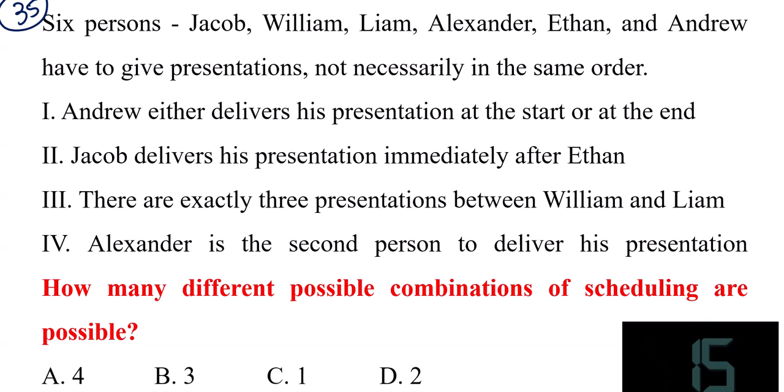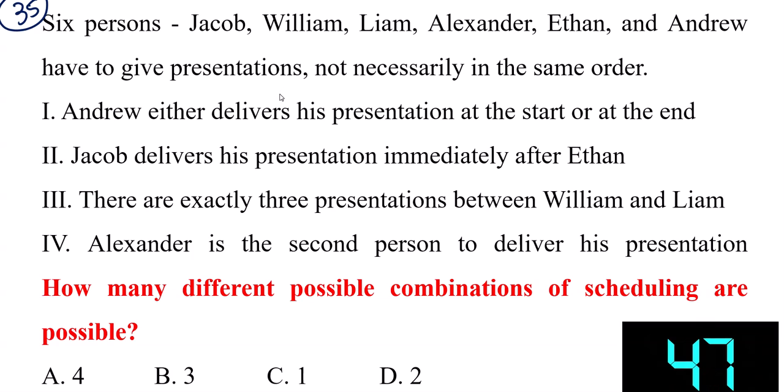Right, so they are arranging different presentations they have to give. How many different possible combinations are there? Is it only one possible combination, or two, or three, or four? That's what we need to find out. There are exactly three presentations between William and Liam. So six people, three presentations between William and Liam. Alexander is the second person to deliver his presentation.